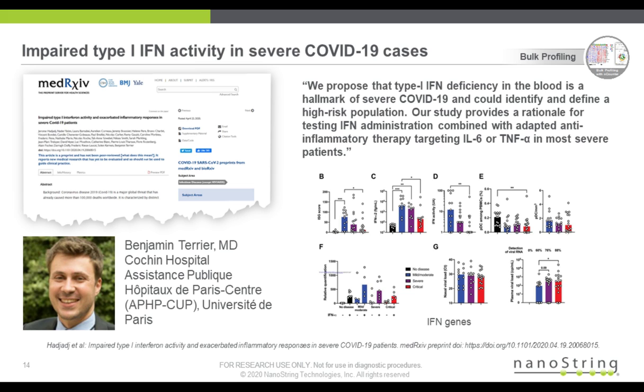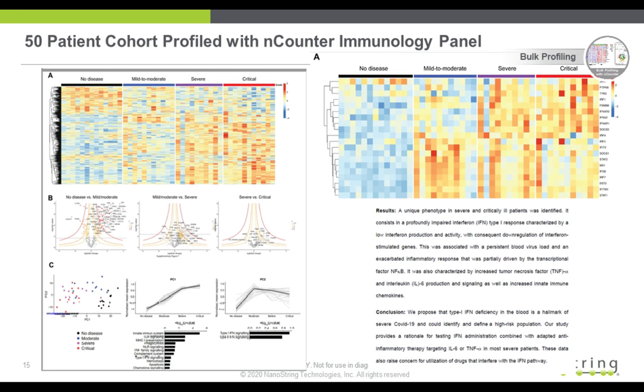Shortly after that study, a larger case study showed up in medRxiv. I'm just going to highlight that. Again, they saw interferon type 1 responses. In this particular case, they were able to use our technology to profile 50 different patients in their case studies. Now I can show you the heat maps of the responses. These are much more detailed because we got many more cases. You can see the no disease heat map gene expression case, the mild to moderate COVID-19, severe and critical cases.